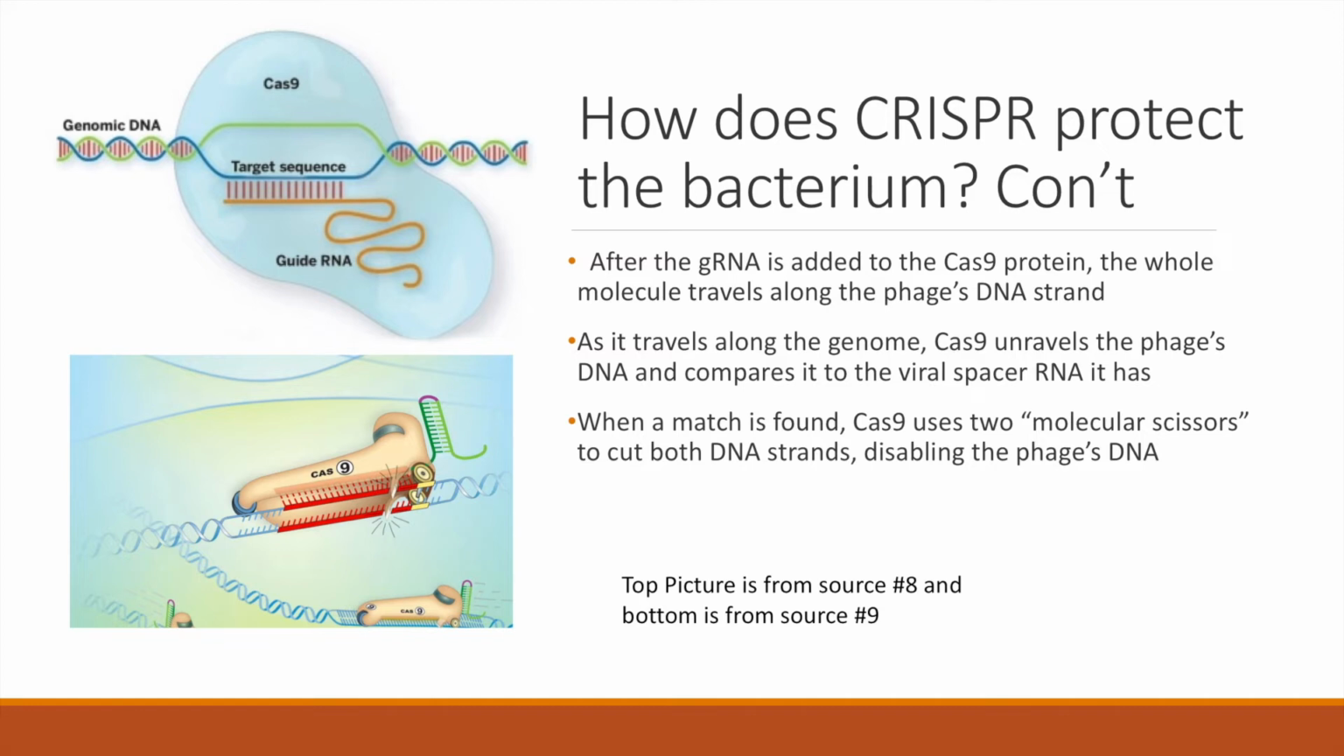So if it travels, say it's being attacked by this one phage that has a repeat for it, it would travel along and it would find the sequence where it matches, and then it would cut it, and then it would just cut all the places that it matches, and then that would cut apart the DNA, and then you wouldn't have functioning viral DNA anymore.